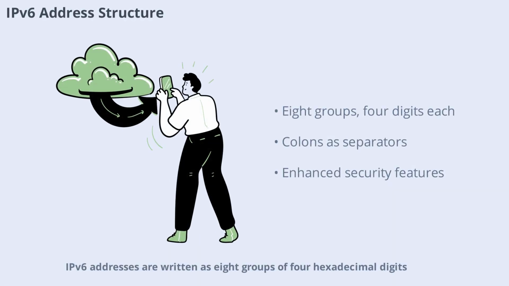IPv6 addresses are written as 8 groups of 4 hexadecimal digits, separated by colons. For example, 2001:0DB8:85A3:0000:0000:8A2E:0370:7334. This structure allows for a much larger address space than IPv4. IPv6 also simplifies address assignment and routing, making networks more efficient. Additionally, IPv6 includes features like built-in security and better support for mobile devices, which are essential in today's connected world.